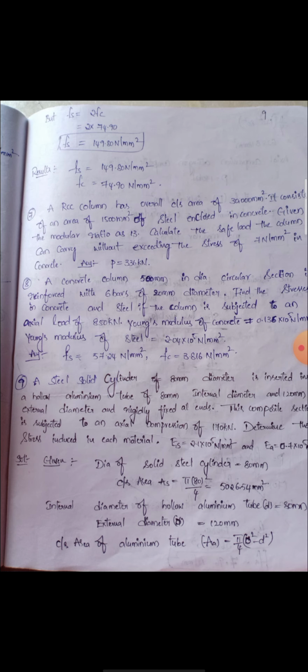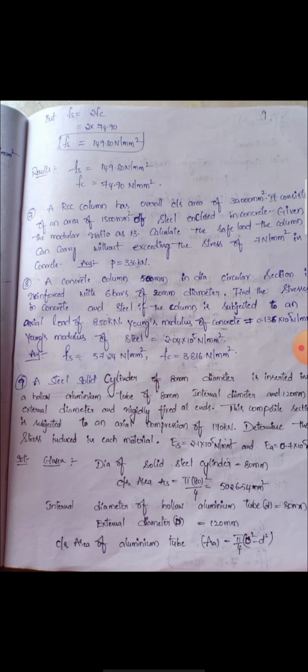An RCC column has an overall cross sectional area of 30,000 mm square. It consists of an area of 1500 mm square of steel enclosed in concrete. Given the modular ratio as 13, calculate the safe load the column can carry without exceeding the stress of 7 Newton per mm square in concrete. This problem was explained in previous classes. For practice, problems 7 and 8 are for practice.